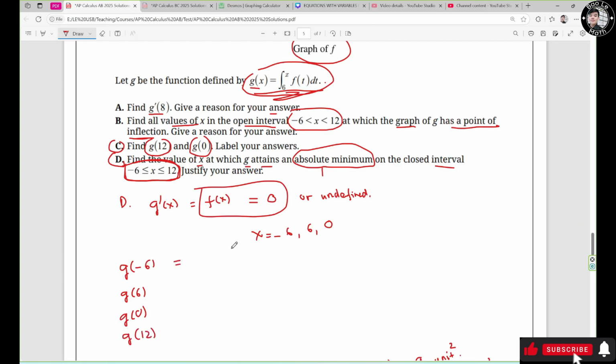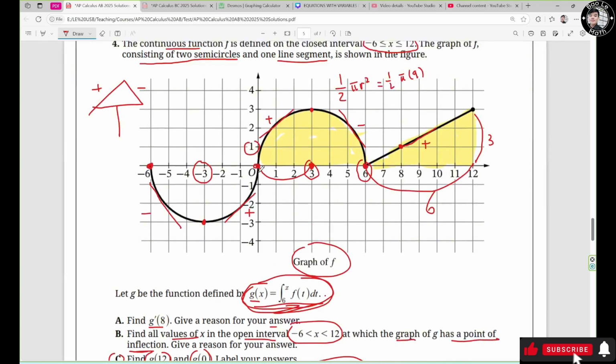Now, g of negative 6 equals this integral from 6 to negative 6 of f of t dt. So it's going to be the integral from negative 6 to 6, and we need to change the sign right here, of f of s ds. Again, we can replace t with s. Now, the integral from negative 6 to 6 is going to be this.